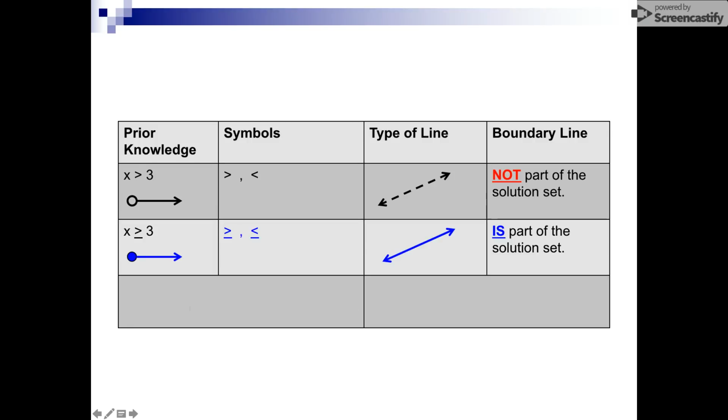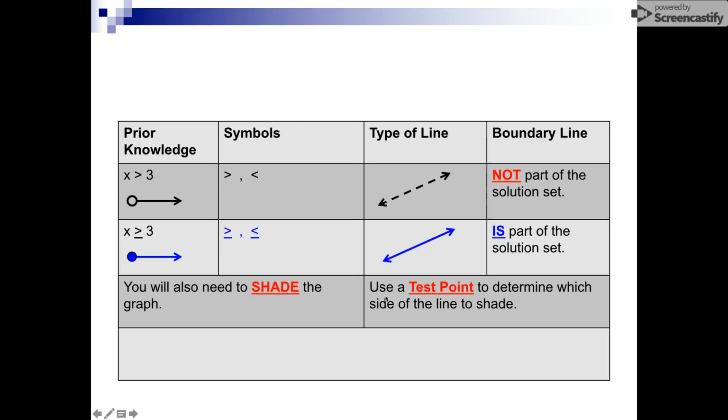The next box we have down here, we're going to talk about shading. You're also going to need to shade the graph. So not only do we have to draw a line and figure out dotted or solid, we're also going to have to figure out how to shade the graph. In order to shade the graph, we're going to use a test point to determine which side of the line to shade. And we're going to give you a couple of examples later where we are going to show you how to pick the test point and which I feel is the best test point to use.